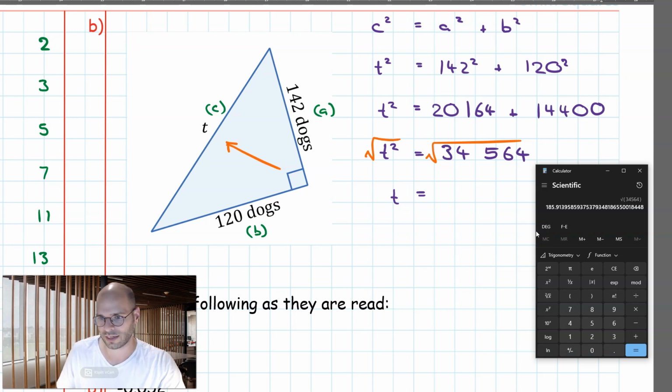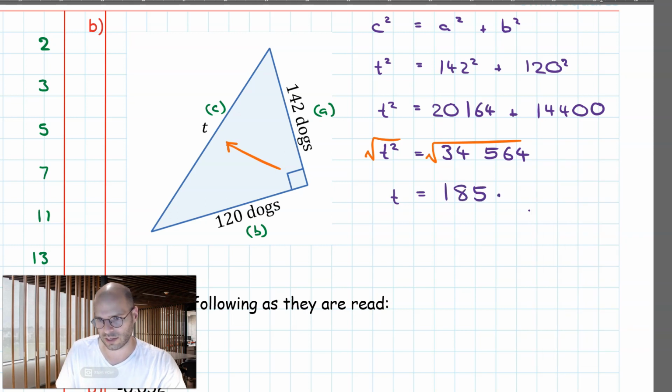Now, to this point I need to make a decision. How many decimal places do I want? If I'm working in dogs, then, well, I don't know what a portion of a dog is. So I'm going to round. So I have 185, and I'm going to round to the nearest dog. So it's going to be 0.9. Looking at this, I want to round to the nearest dog. So for ones, I go back one, and I think, is 9 greater than or equal to 5? It is, so it's going to go up. Hence, it's going to be 186 dogs.